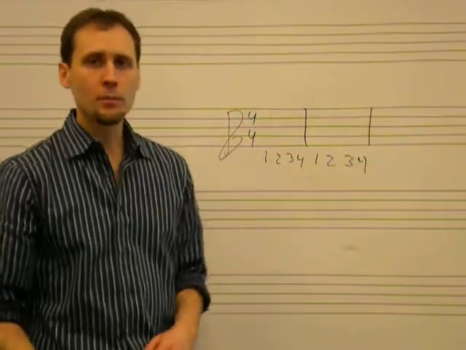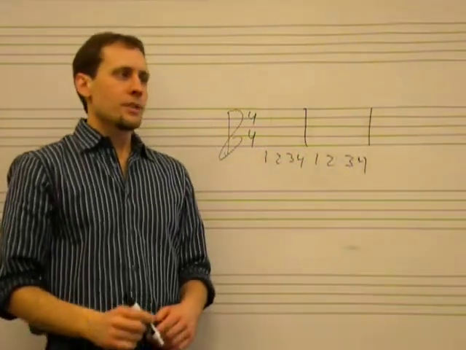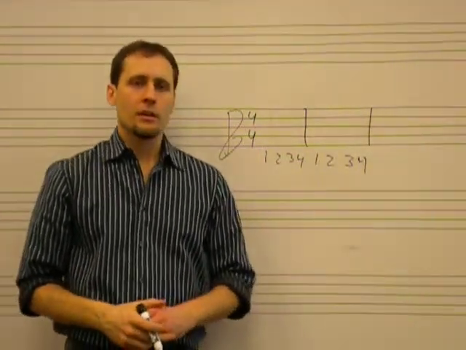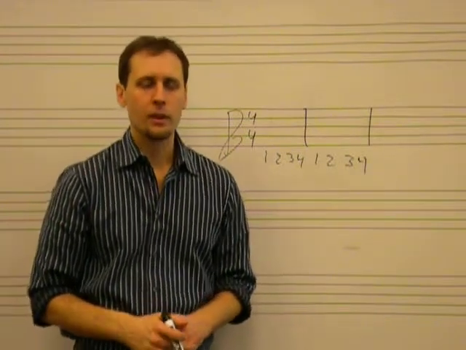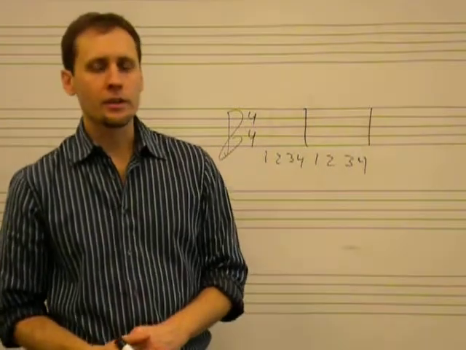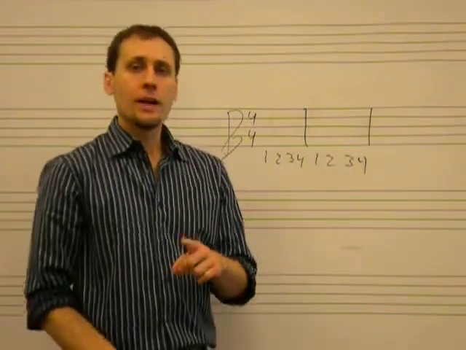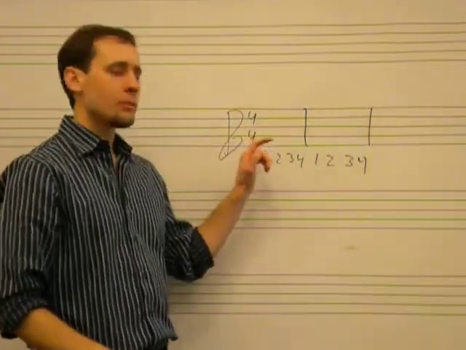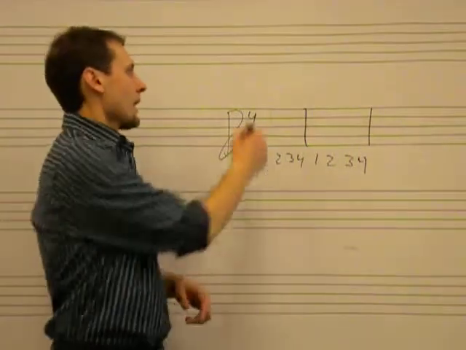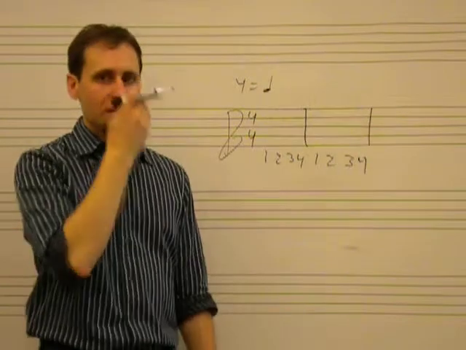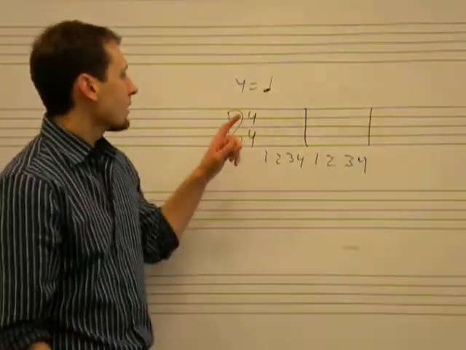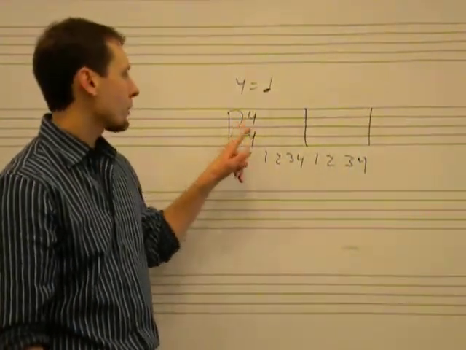Now, the bottom number is a little bit more difficult. The technical definition is that the bottom number tells you what note gets one count. We're going to come back to that a little bit later because that can get kind of confusing. Right now, what I want to tell you is that the bottom number is a code, and 4 equals quarter note. So what this is saying is that in each measure there are 4 quarter notes.